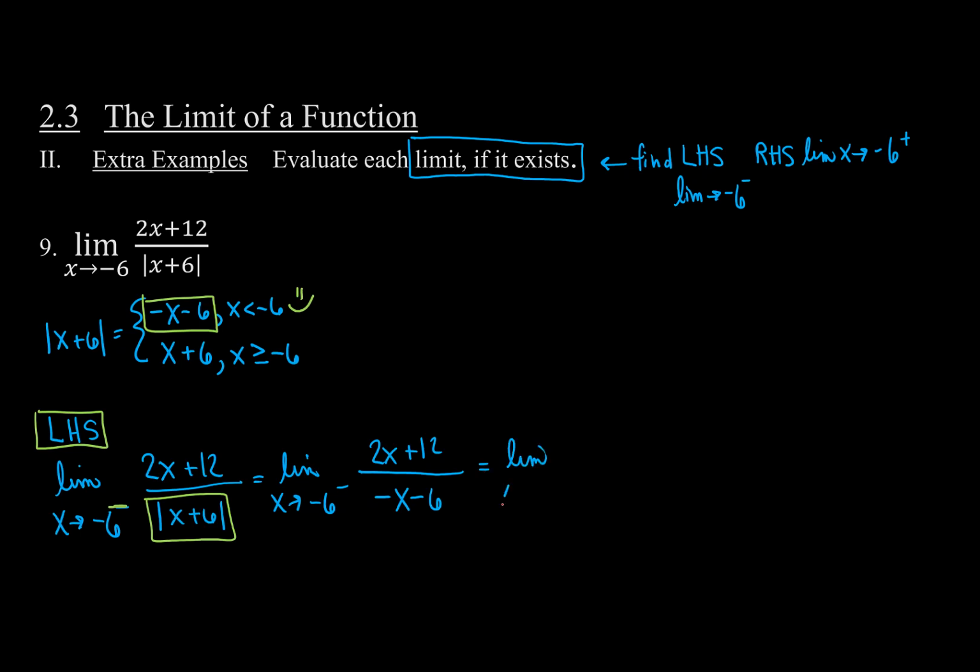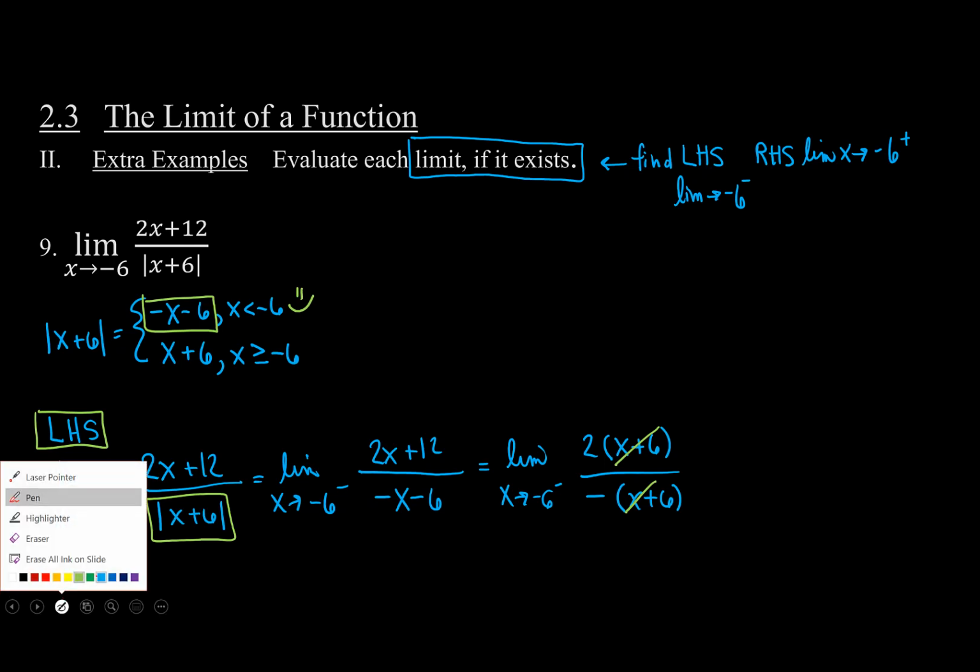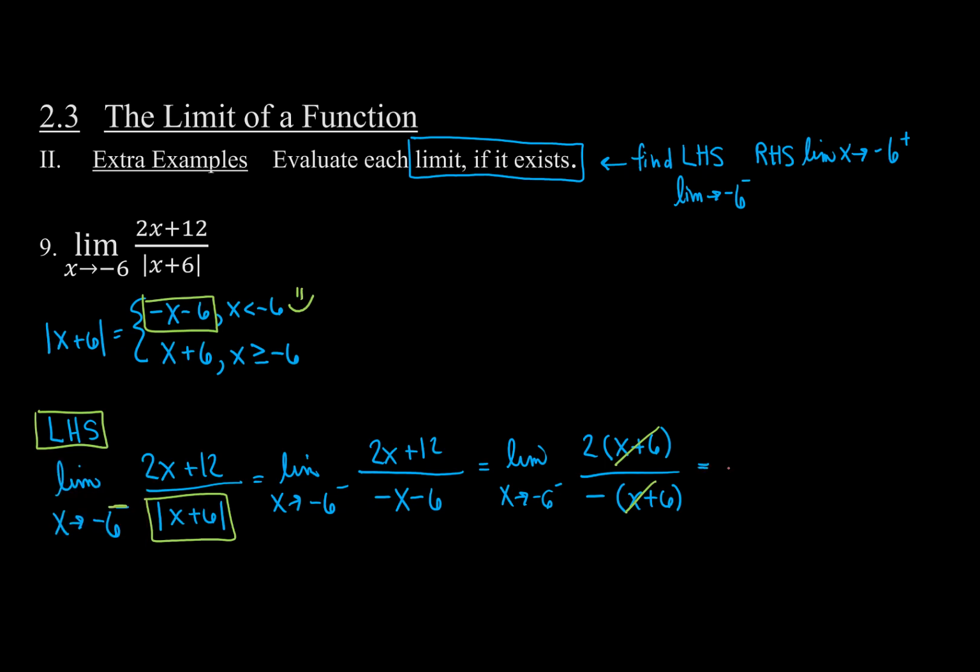In the top, I can factor out the 2. And in the denominator, I can factor out the -1. And what's cool about that is once I do those actions, I can cancel the x plus 6. And I end up with the limit as x approaches -6 from the left, 2 divided by -1, which gives me -2. All right, so the left-hand side has a limit of -2.